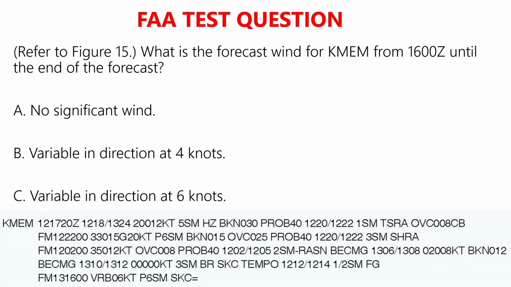All right, so taking a look at it, we're looking for the forecast information from 1600 Zulu until the end of the forecast period. Once again, we break it up into the different segments. I'll briefly point out the different forecasting periods, and we'll see if we can narrow down the actual forecast period we're looking for. Everything that I've underlined is a forecast period, and everything after that is the forecast for that defined period.